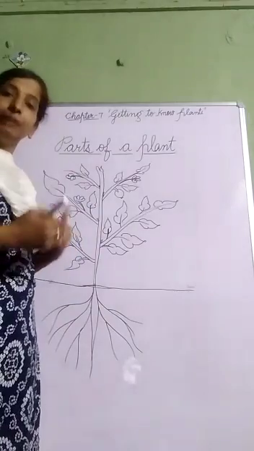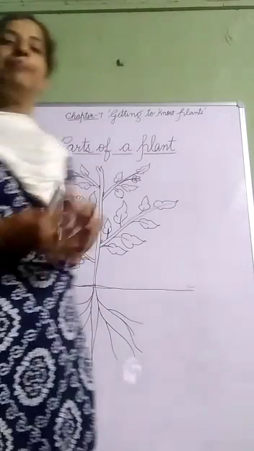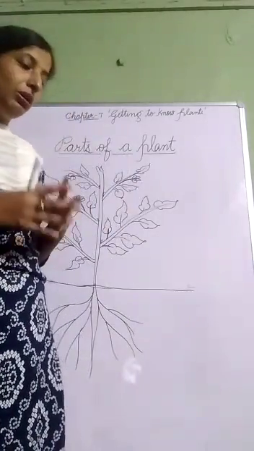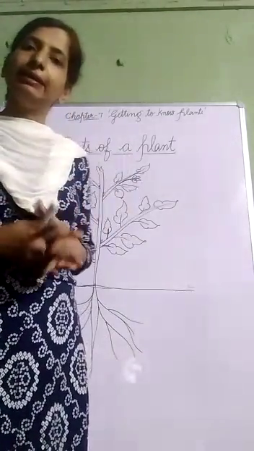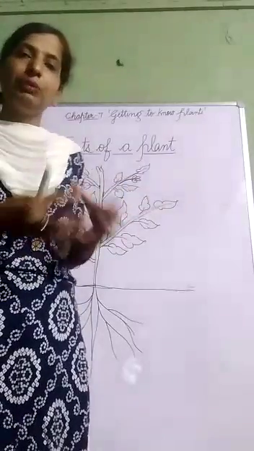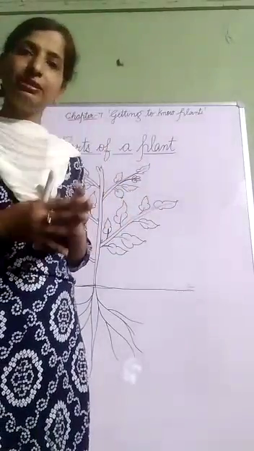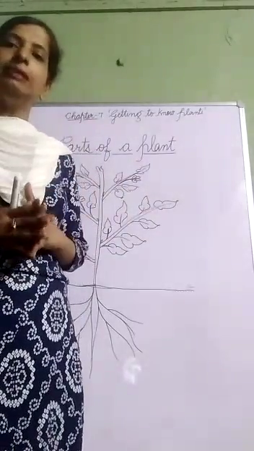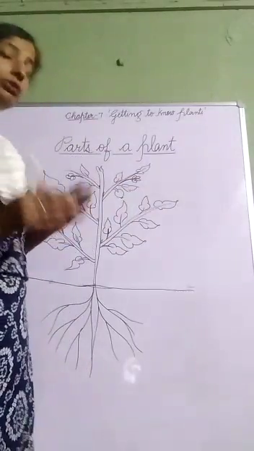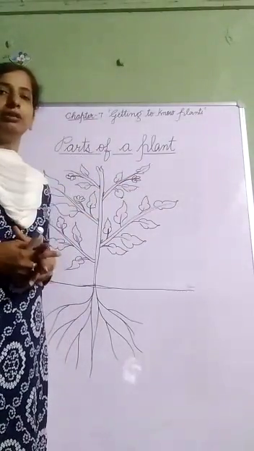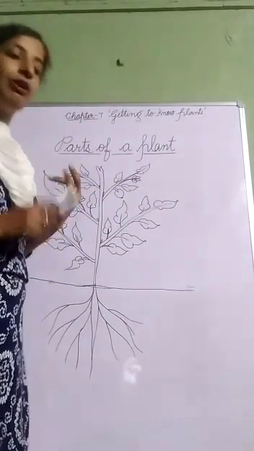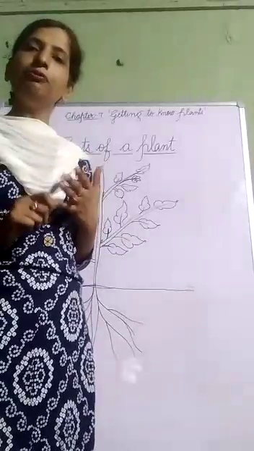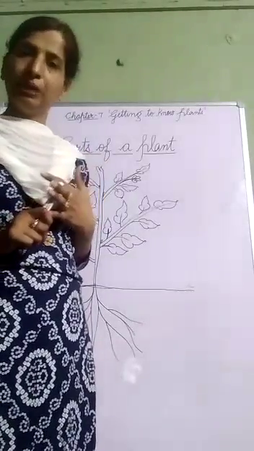And the second important function of root is that it holds the plant firmly in the soil. So, root helps the plant to anchor in the soil. Anchor means it holds the soil tightly. The plant is fixed into the soil with the help of root. So, these are the two important functions of a root. First, root absorbs water and minerals for the plant. And second, root fixes the plant in the soil.